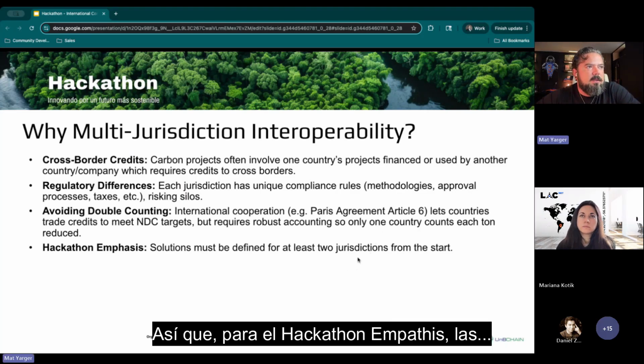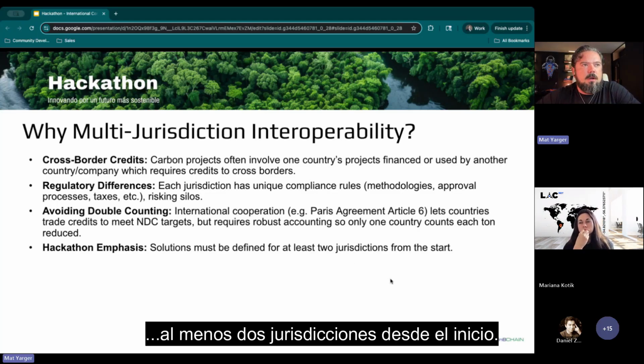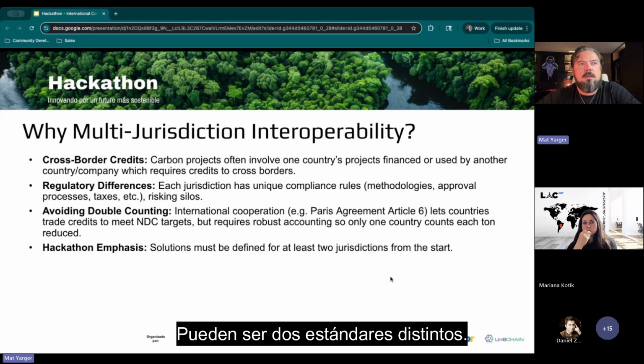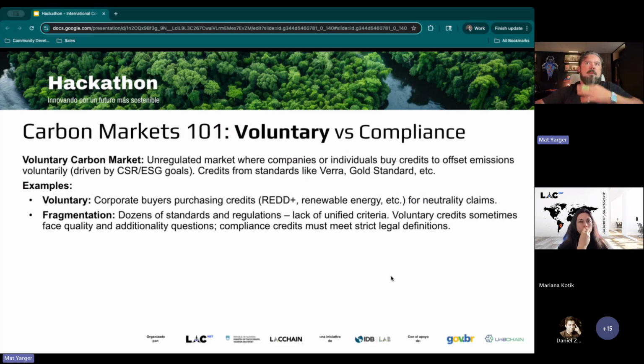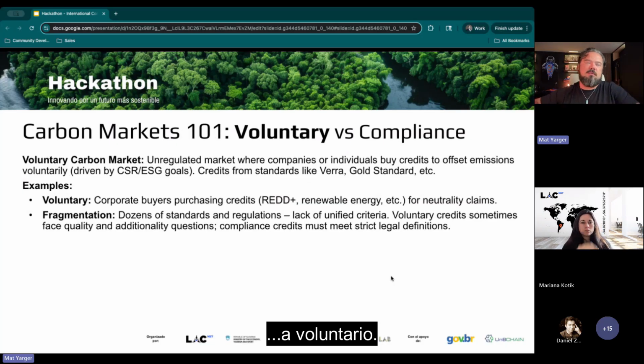So for the hackathon impetus, the solutions must define at least two jurisdictions from the start. That can be two countries, that can be two different standards. It can be voluntary going to compliance, or compliance going to compliance, or voluntary going to voluntary.